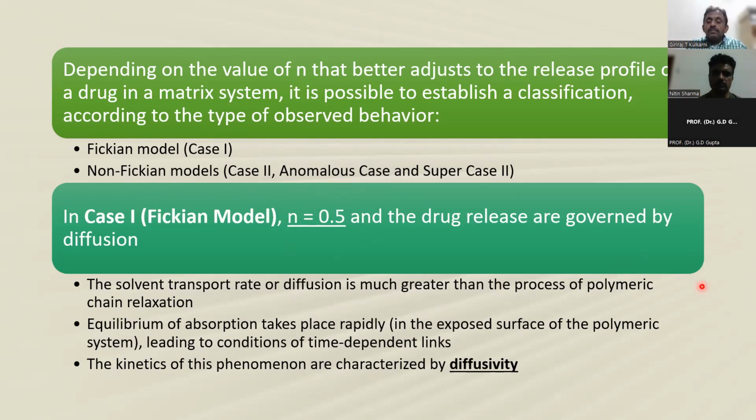Now, what is happening in the Fickian model? Solvent transport rate, or diffusion: solvent is diffusing inside the matrix. This movement of solvent is greater than the process of polymeric chain relaxation.